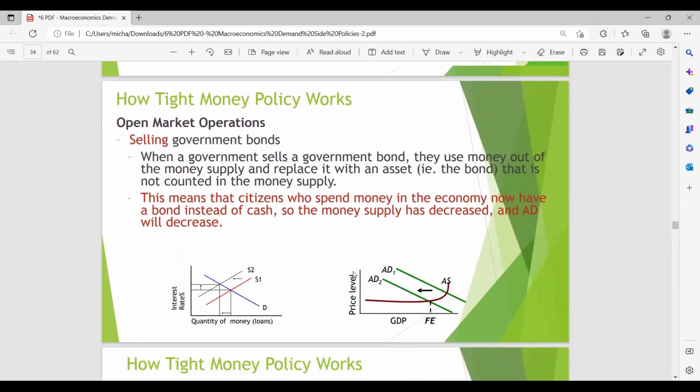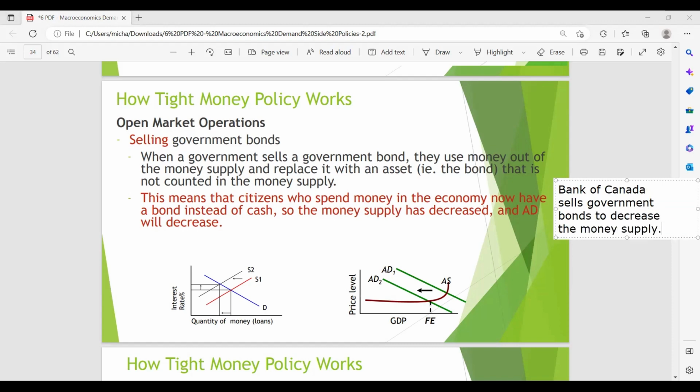And how tight monetary policy works: open market operations. They sell government bonds to decrease the money supply. They take money out of the money supply and replace it with an asset. So in order to decrease the money supply, the Bank of Canada sells government bonds. That's how they decrease the money supply.